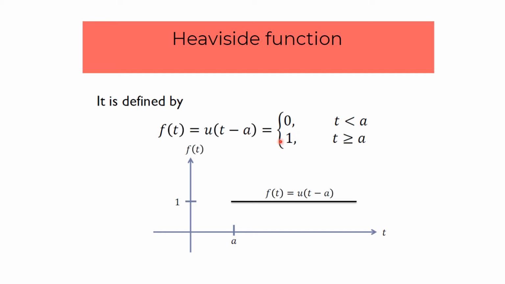You can see from here that u(t minus a) is split into two intervals. The first interval is when t is less than a, where u(t minus a) is 0, and the second interval is when t is greater than or equal to a, where u(t minus a) is 1. So this is how we plot the Heaviside function. You can see that at the point t equals a, when t is less than a, the function is 0, and when t is greater than or equal to a, the function is equal to 1.